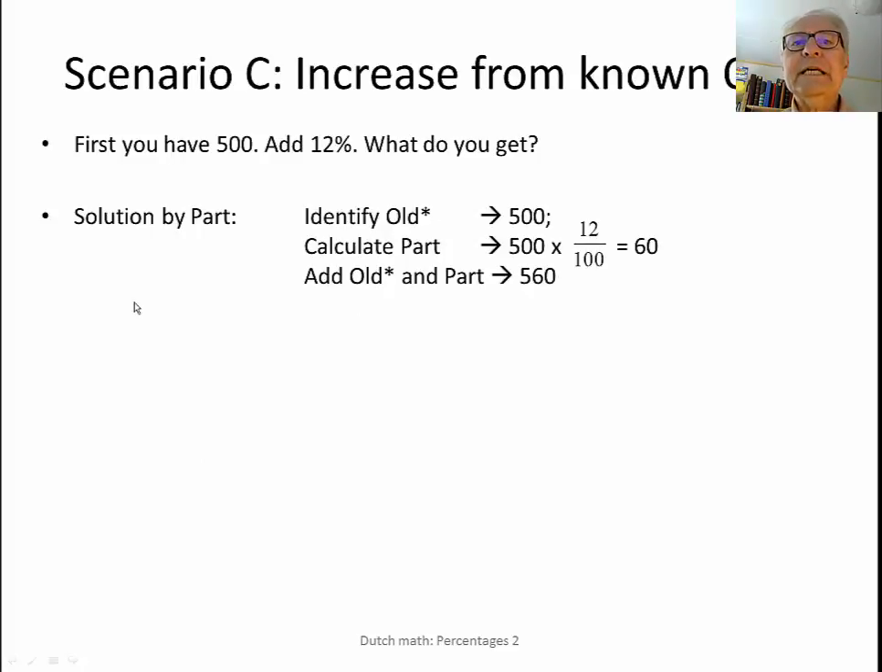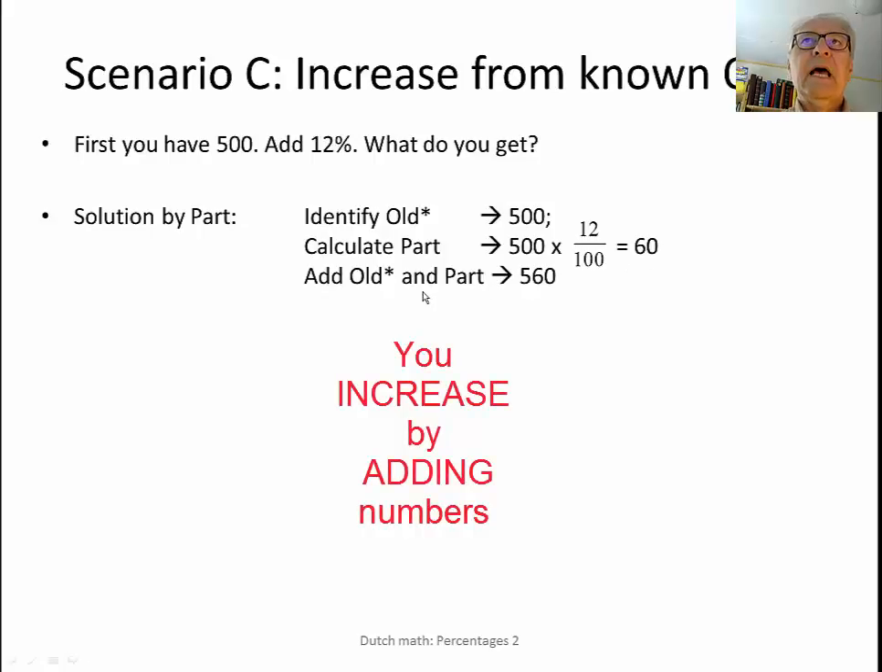Here we look at the first example. And we solve it in 3 different ways. And please try to understand each of them. The first is calculate the part. I had 500, add 12%, which amounts to 60, and the result is 560.